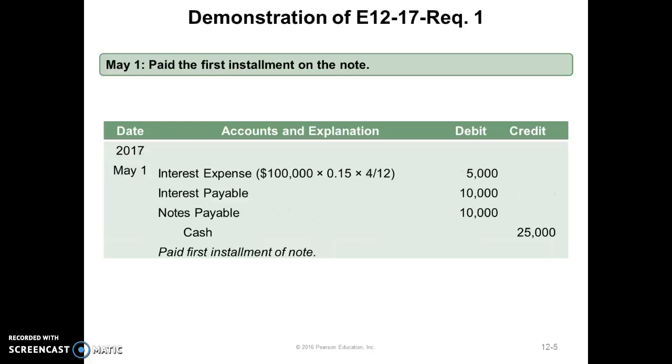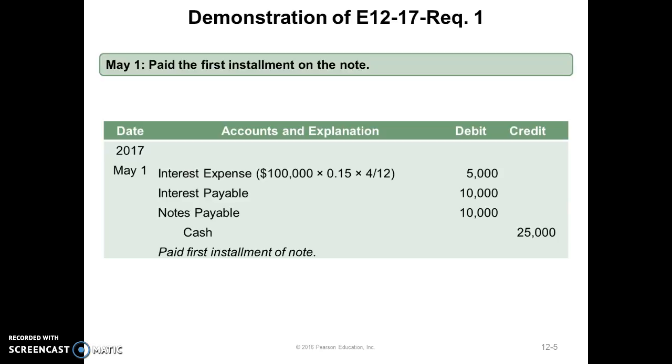So this is May 1st. Next year we paid the 10,000. We paid the note for 10,000, so we debit notes payable for 10,000. We're also going to pay, remember that interest that we accrued at the end of last year for 10,000, so now we're actually going to pay it.